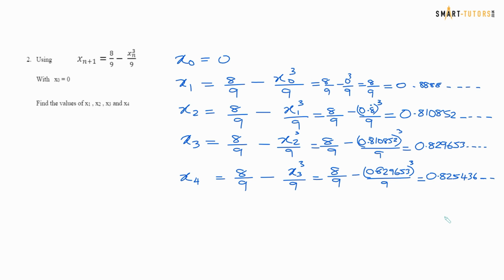So make use of the calculator and keep the memory, repeating the answer again and again to find their final answer. Question number 3. Show that the equation x cubed plus 2x equals 1 has a solution between x equals 0 and x equals 1. So the method we are going to use is, let's say I bring x cubed plus 2x minus 1 equals 0. This is the equation.